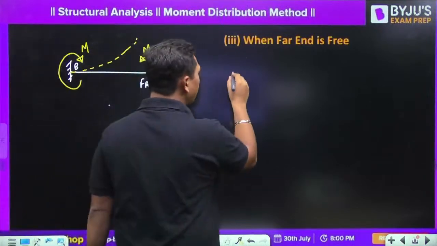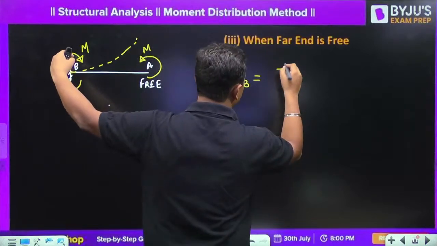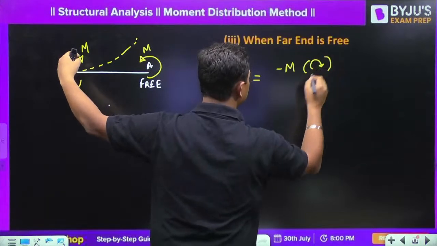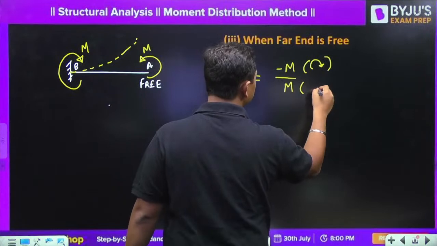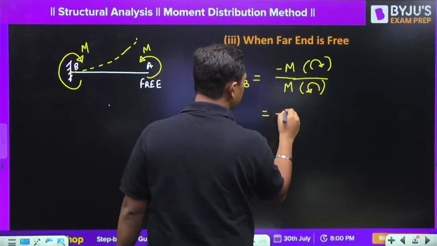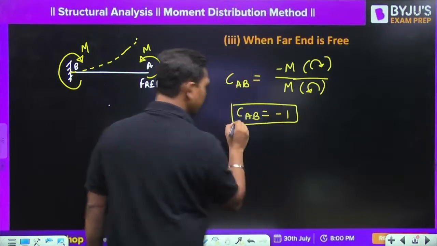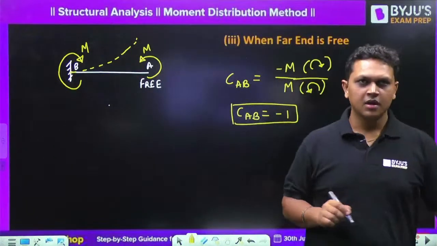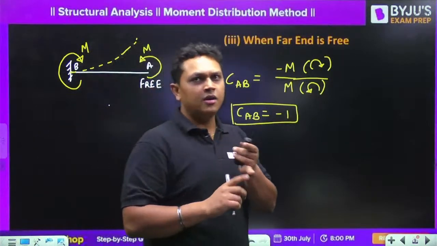So the carryover factor C_AB will be equal to the moment developed at this location, which is minus M, meaning clockwise, divided by M, which is anti-clockwise. So this comes out to be equal to -1. Any doubt, guys? Clear? So now you've understood what is carryover moment and what is carryover factor.